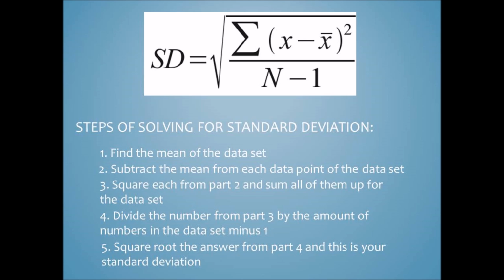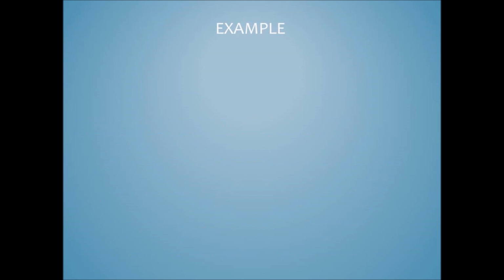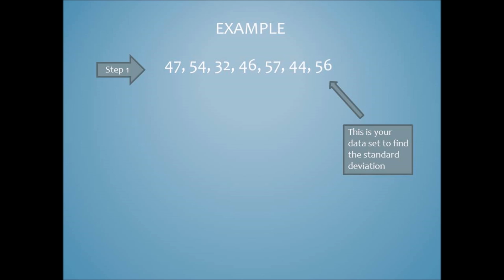It's a little bit complicated, so we will go into an example using actual data points, and that should help a little bit. Alright, this is the example data set. It has 7 points: 47, 54, 32, 46, 57, 44, and 56.